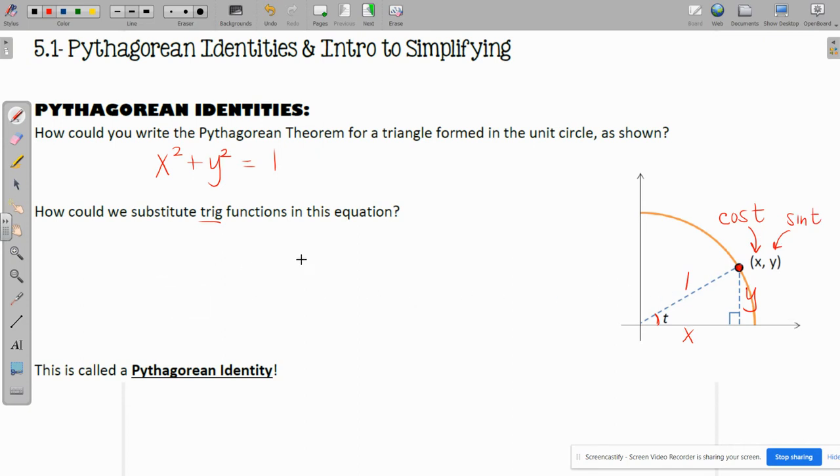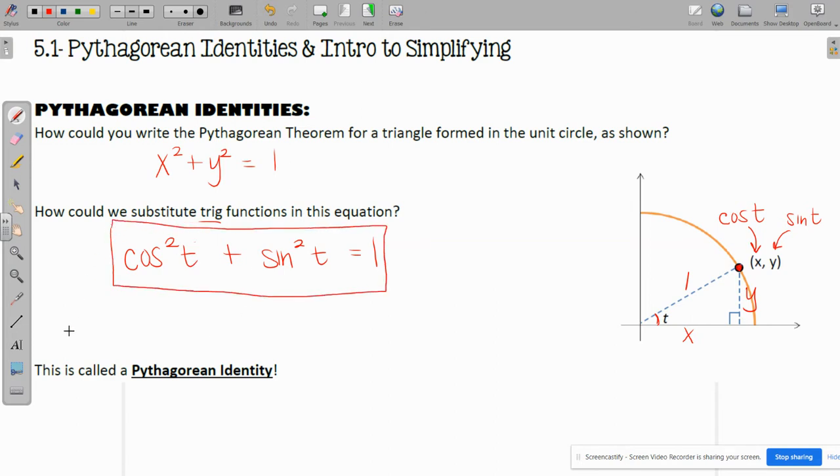So what this tells us is that we could replace x with cosine of t and y with sine of t. So x squared is going to be cosine squared of our angle, plus y squared is sine squared of our angle, equals 1. And notice it's important that you're squaring the trig function, you're not squaring the angle. So the 2 doesn't go over here after the t. This is what we call our first Pythagorean identity.